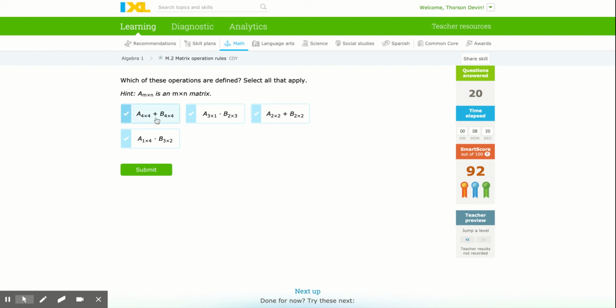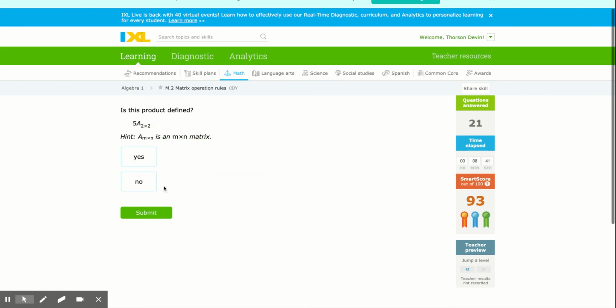Okay, so we're adding a 4 by 4 to a 4 by 4. That's perfectly fine. We're timesing a 3 by 1 by a 2 by 3. The last number, the number of columns, does not match the number of rows, so it doesn't work. We're adding a 2 by 2 to a 2 by 2. That's fine. The number of columns does not match the number of rows, so we cannot do it. Again, this little abbreviation here, that just means it's a 2 by 2 matrix.